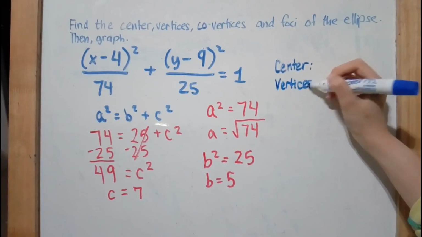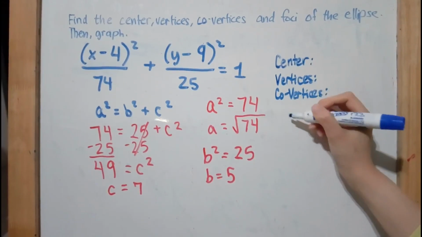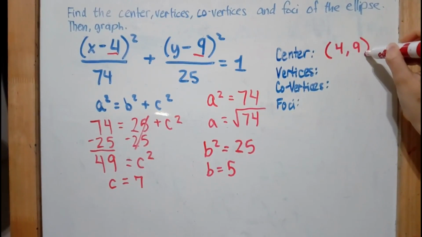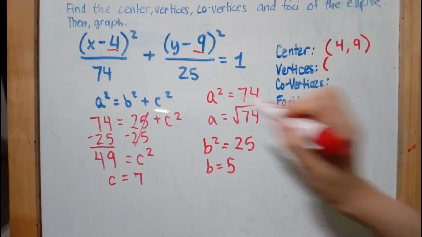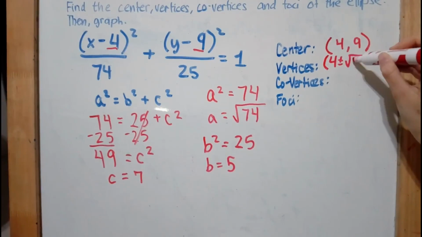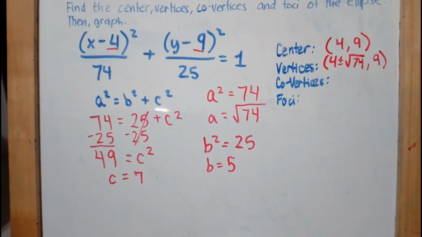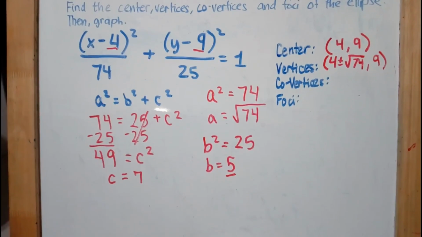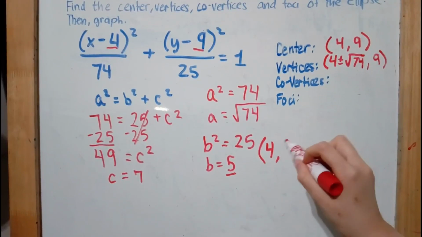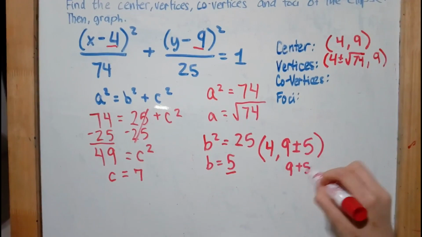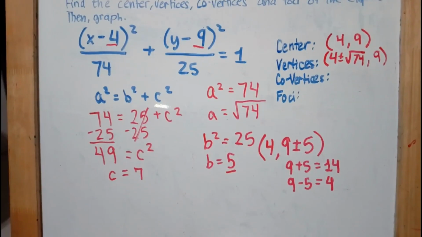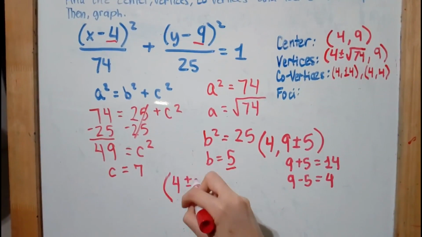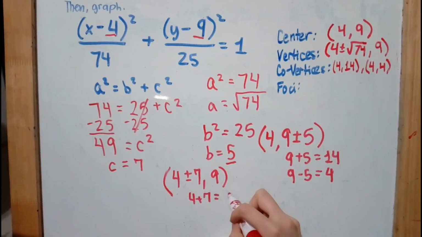Then we can find the center points on the numerator, which will be 4, 9, and our vertices, since the largest value a is below the x, we can add it to the x value. So the vertices will be 4 plus or minus square root of 74, 9. Then the co-vertices will be 4, 14, and 4, 4. And our foci will be 11, 9, and negative 3, 9.